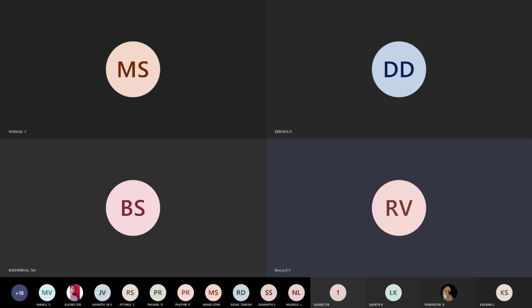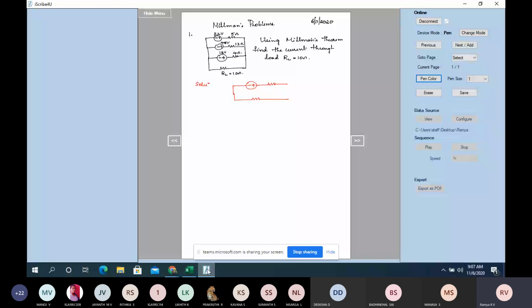We were solving Millman's theorem here. I'll just repeat for the recording purpose. According to Millman's theorem, the given circuit has to be simplified to a single voltage source and a single resistor. Using Millman's theorem, find the current through load R equal to 10 ohm.